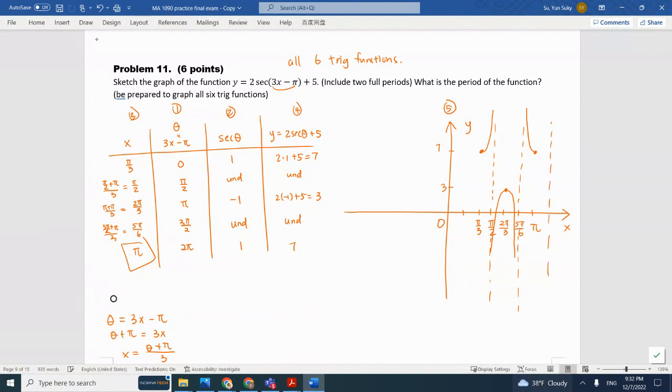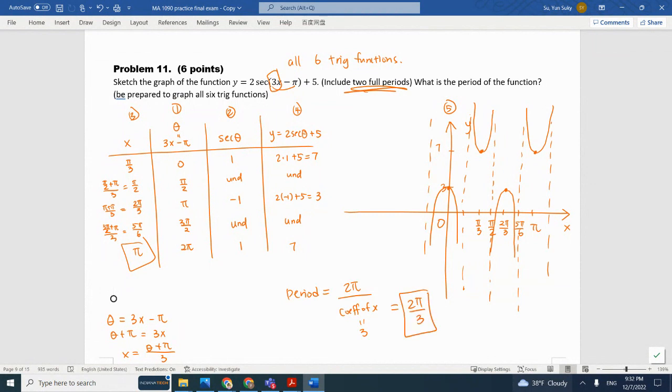So if you imagine we keep going, and then imagine we keep going. So you want to draw 2 full periods. This is 2 full periods. And what is the period? For secant, period is 2 pi over the coefficient of x, which is 3. So 2 pi over 3 is the period. So you'll be prepared for drawing all 6 trig graphs, because you don't know which one I'm going to ask you on the final exam.